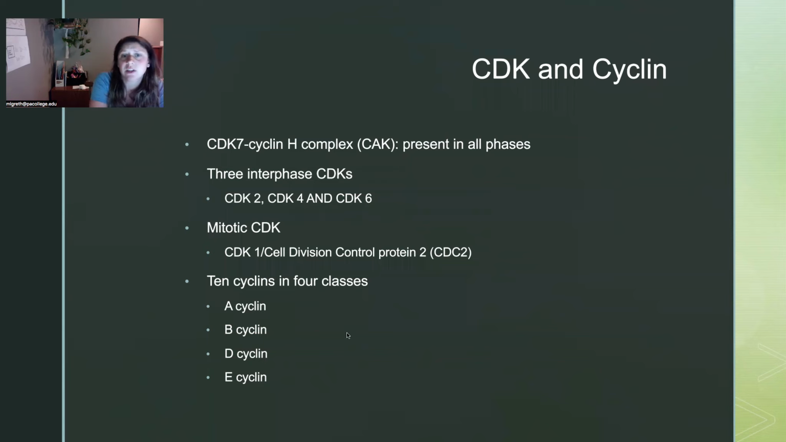There are three interphase CDKs. These are CDK2, CDK4, and CDK6. And then you have a mitotic CDK, which is CDK1, a cell division control protein, also known as CDC2. There are 10 cyclins that are broken up into 4 classes: the A cyclin, B cyclin, D cyclin, and E cyclin.